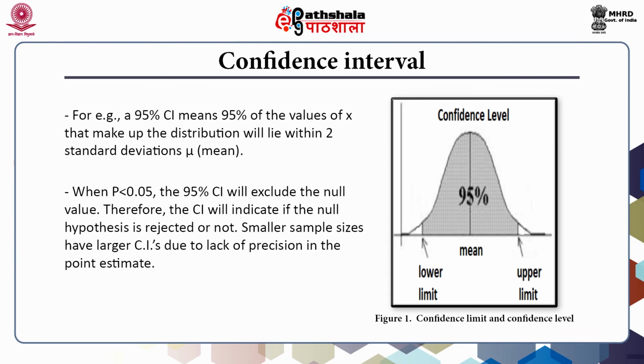When p is less than 0.05, then the 95% confidence interval will exclude the null value. Therefore, the CI will indicate if the null hypothesis is rejected or not. Smaller sample sizes have large CIs due to lack of precision in the point estimate.